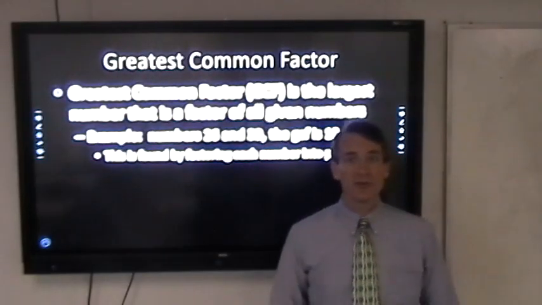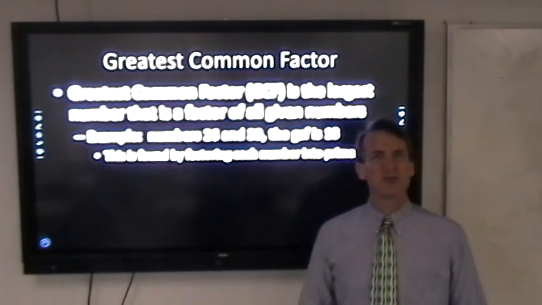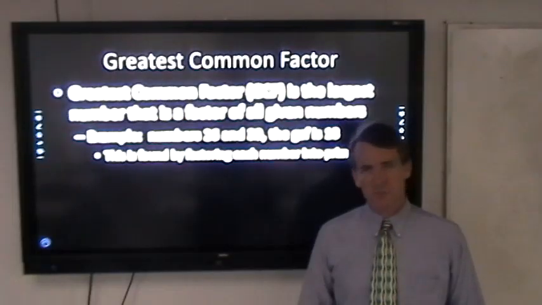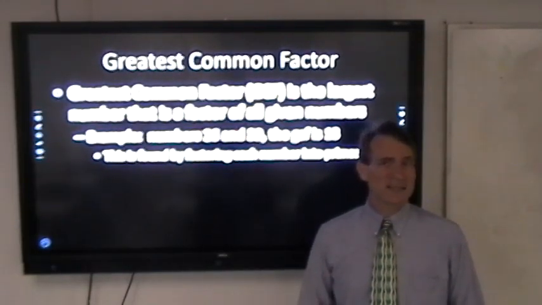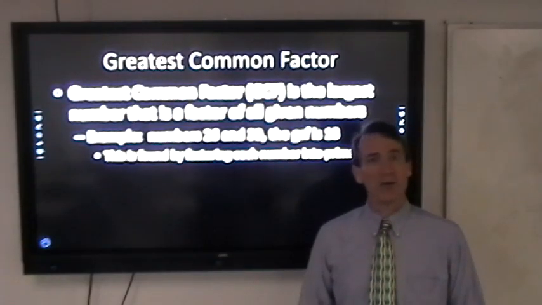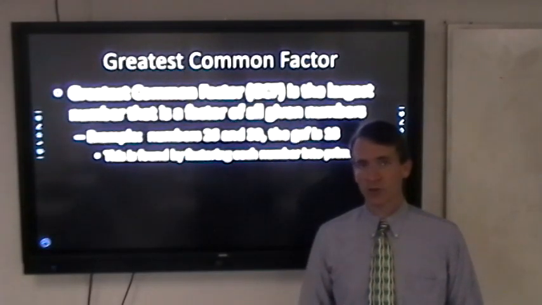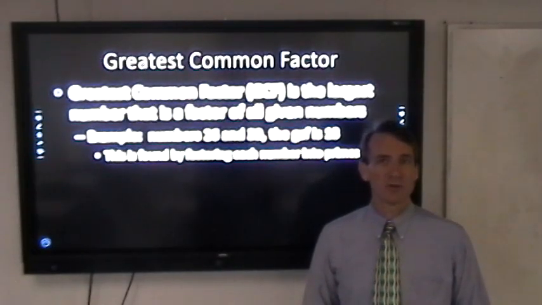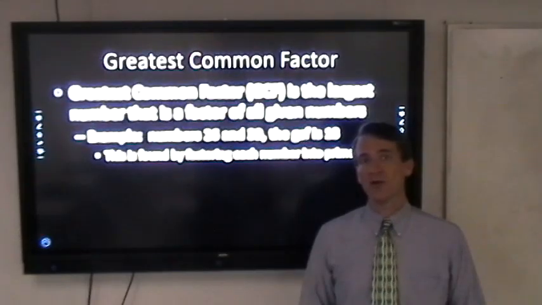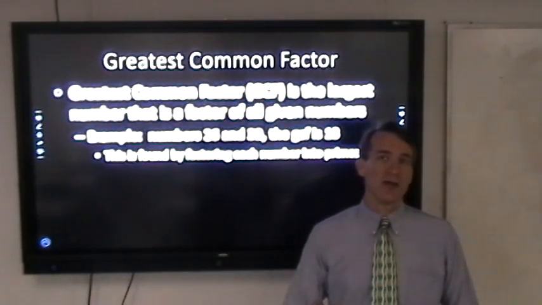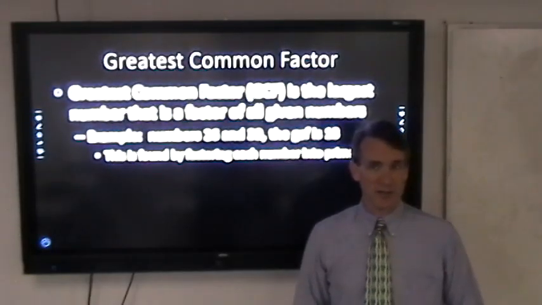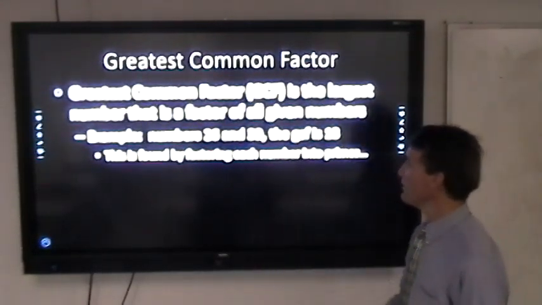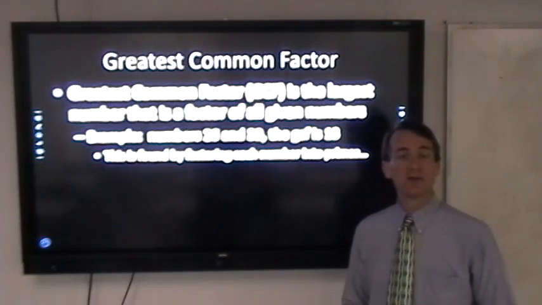Now, you can do this by trial and error. When you're dealing with smaller numbers and a small group of numbers, that tends to work fairly well. However, as your numbers get larger and larger, or the number of values that you're trying to find common factors for increases, that also becomes increasingly more difficult. So I'm going to show you a method today that you can do every single time and get the right answer. This is found by factoring each number into primes.